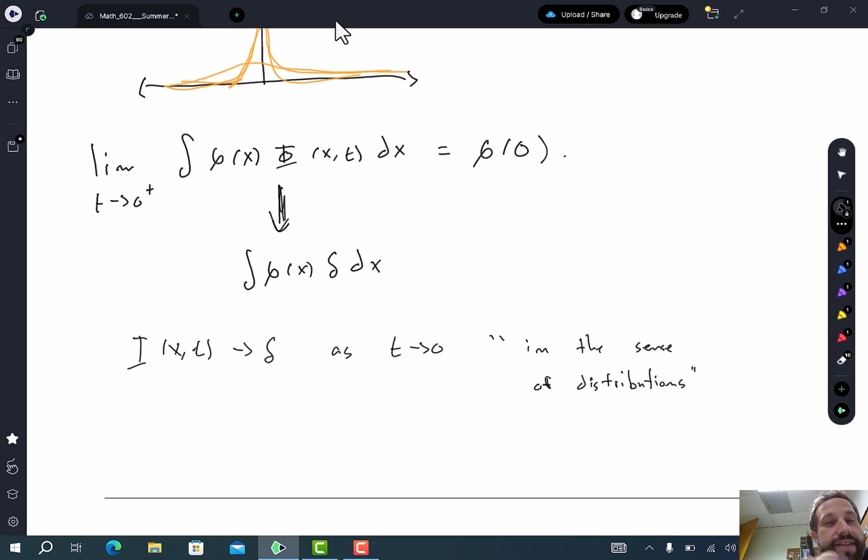It's weaker than saying that there's pointwise convergence like functions, because again, we're not allowed to pass the limit inside there, otherwise this statement is not true. So we say in the sense of distributions, if it's true if you have the limit on the outside of the integral, even if it's not necessarily true if you have the limit on the inside of the integral. Okay.